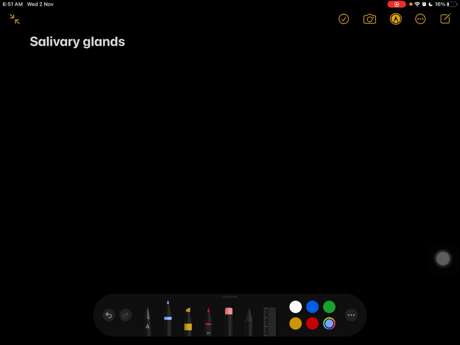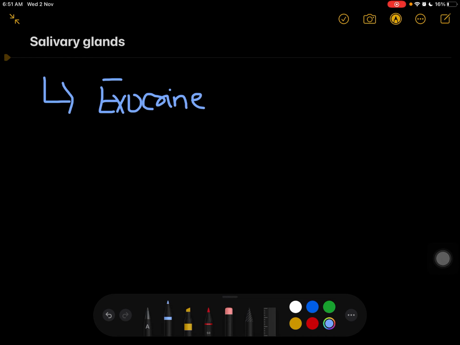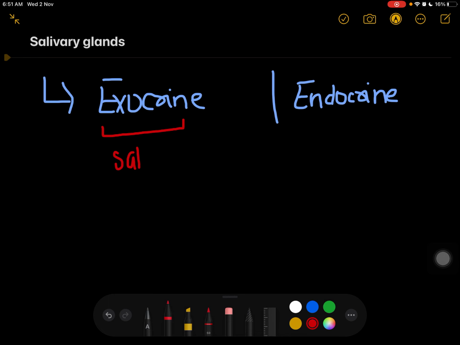So today we will be discussing the salivary glands. Basically, we have two types of glands: exocrine and endocrine. The salivary gland is a type of exocrine gland. What does that mean? It means that it releases its chemicals, or you can say hormones, by means of a duct. It releases them with the help of a duct.